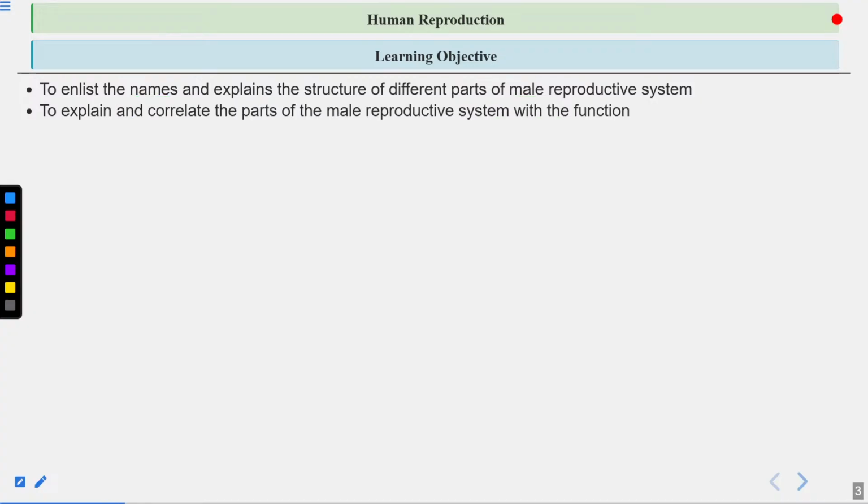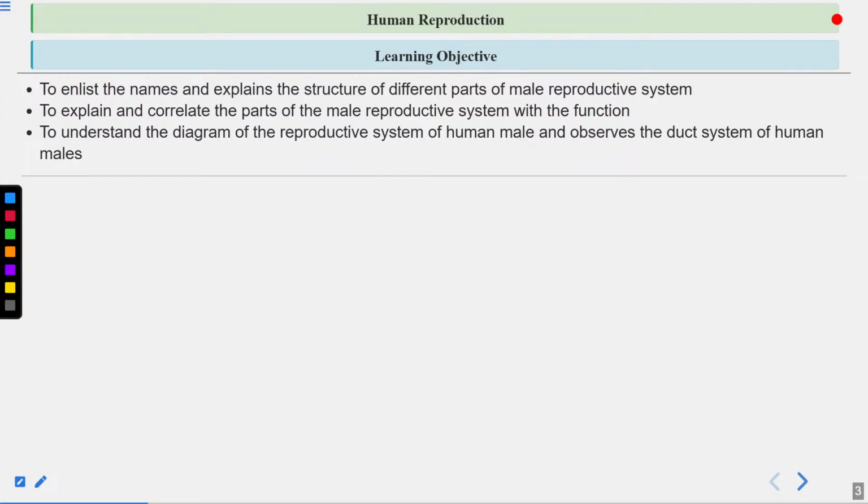Now, next is to explain and correlate the parts of the male reproductive system with their function. Means we will understand the function of different parts of the male reproductive system. So as I have told you, the male reproductive system consists of the primary sex organ, accessory ducts and accessory glands. Okay, we'll talk about the function of all of these in this session.